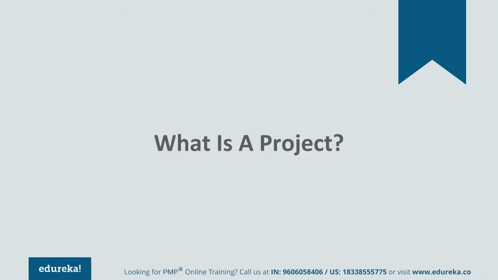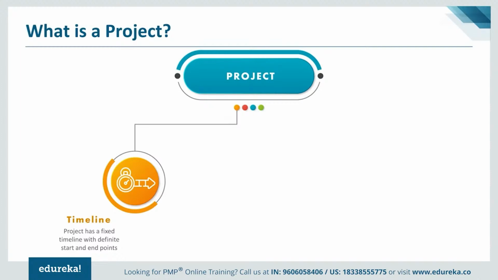So with this, let's get started with the first part, which is: what is a project? I'm sure you'll agree, and you must have read it, that a project is nothing but a temporary endeavor that we undertake in order to achieve an output, and that output is nothing but a product or a service, or we get some result by the end of that project. So a project will definitely have fixed timelines. Whenever you undertake any project, you will have a fixed start date and a fixed end date.